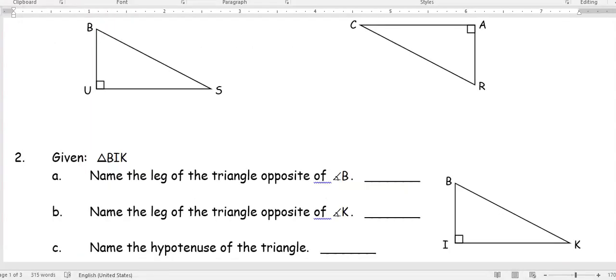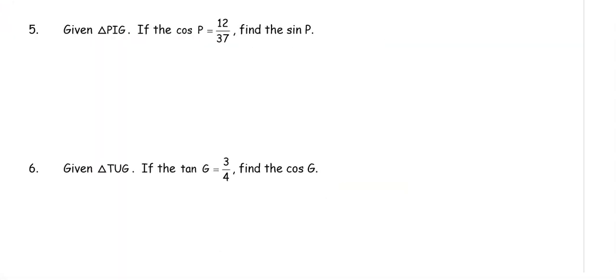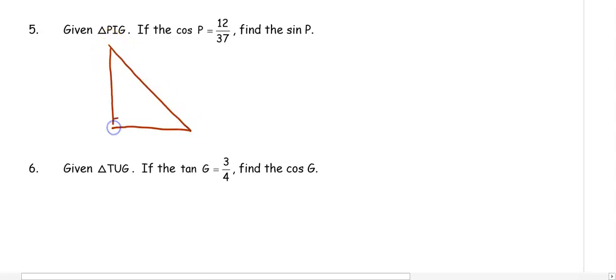Number 5, given triangle PIG, if the cosine of P is 12 over 37, find the sine of P. So we're going to draw a triangle, and we have a right angle. The only angle that we need to label our triangle with is P. I always put P in the bottom corner so I know it's not the right angle. So if I have cosine, I have the adjacent and the hypotenuse. So based on angle P, we have opposite, hypotenuse, adjacent. We know the adjacent side is 12. We know the hypotenuse is 37.